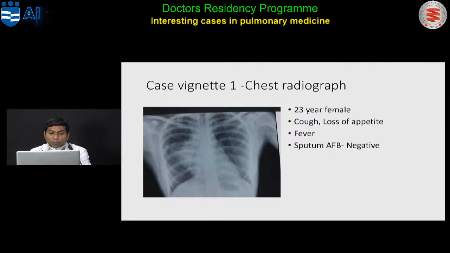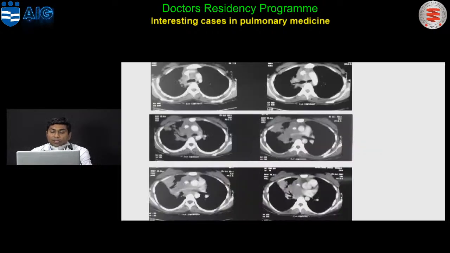A 23-year-old female presented with cough and loss of appetite, and the patient had fever. The sputum AFB was negative. So, this patient was diagnosed as having sputum negative tuberculosis and then started on anti-TB treatment.